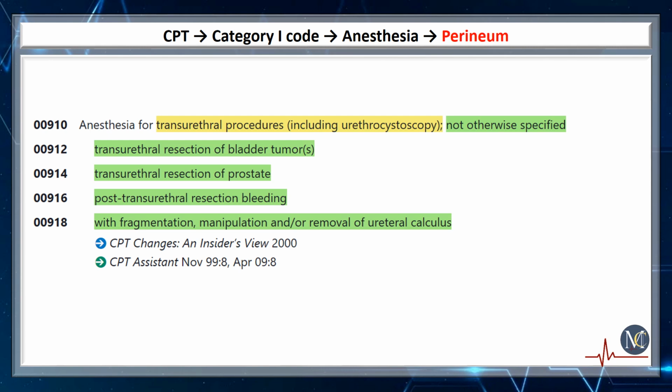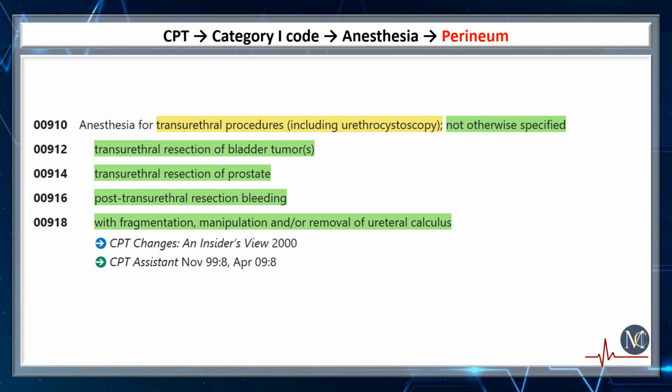Next code is 00916, post transurethral resection bleeding. It means the anesthesia service is provided for a patient requiring bleeding control following removal of specific tissue accessed through the urethra.